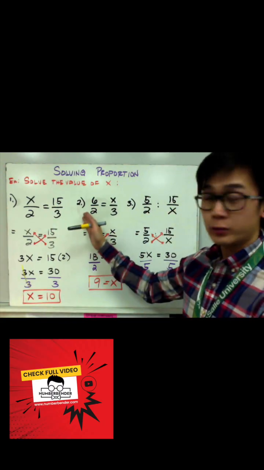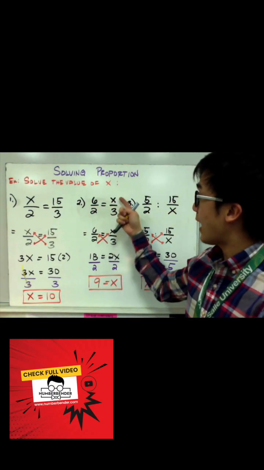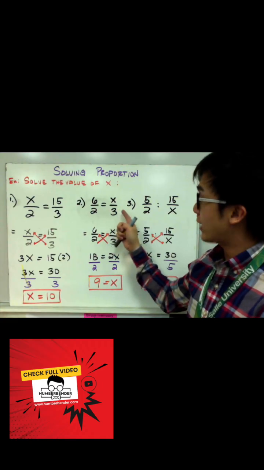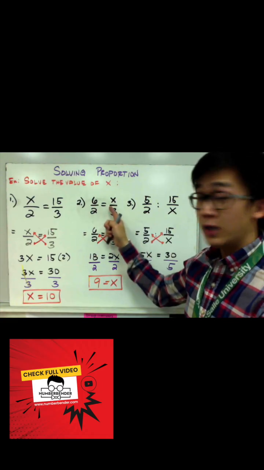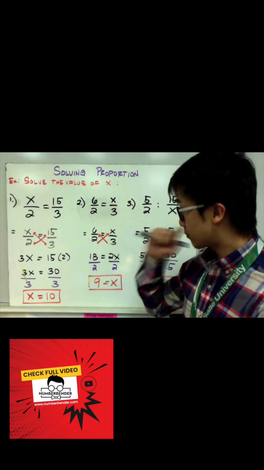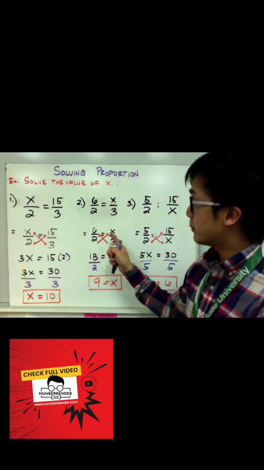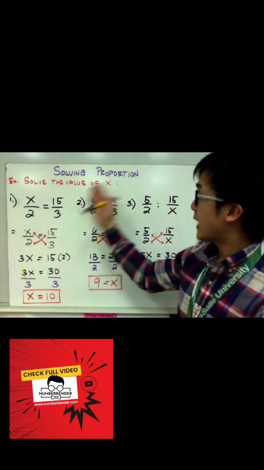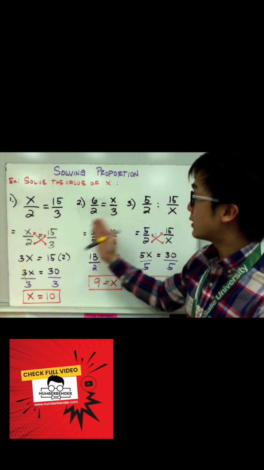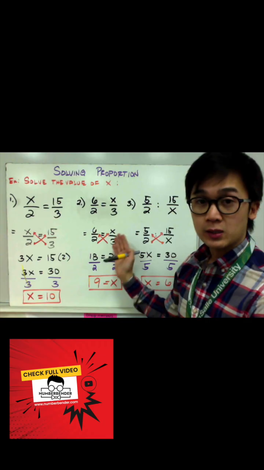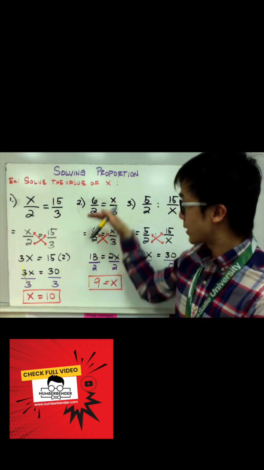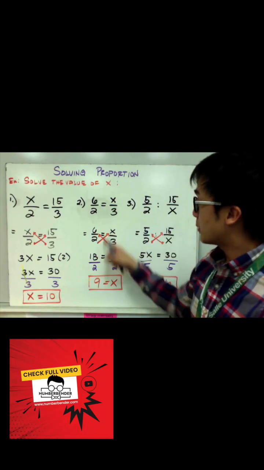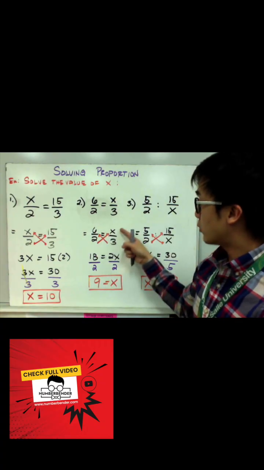Now, for number 2, I have 6 over 2 equal to x over 3. This is an example of a ratio equal to another fraction because you have an equal sign in the middle. So, to solve for x, you need to cross multiply. So notice that I changed my x in my second problem, but I'm still using the same method, which is cross multiplication, and my answer is not going to be the same, but the process will still be the same. So cross multiply 6 over 2 equal to x over 3.